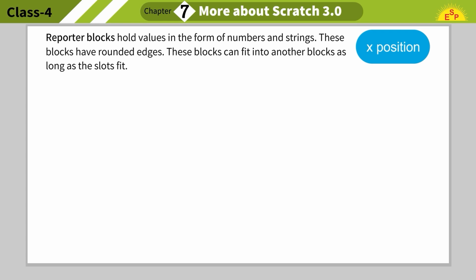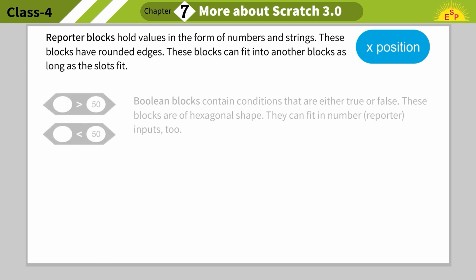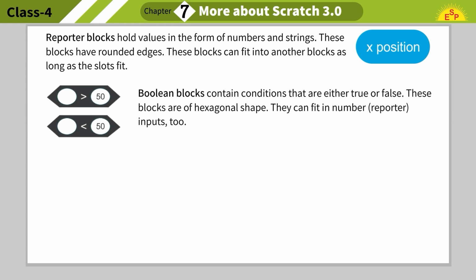Reporter blocks hold values in the form of numbers and strings. These blocks have rounded edges. These blocks can fit into another blocks as long as the slots fit. Boolean blocks contain conditions that are either true or false. These blocks are of hexagonal shape. They can fit in number reporter inputs, too.